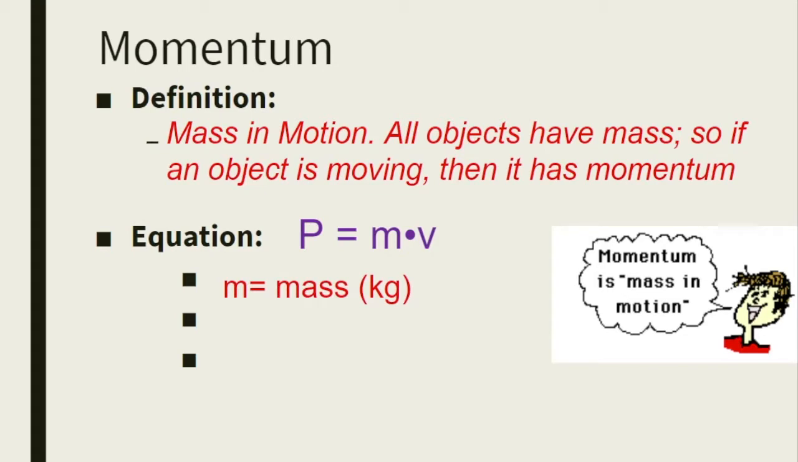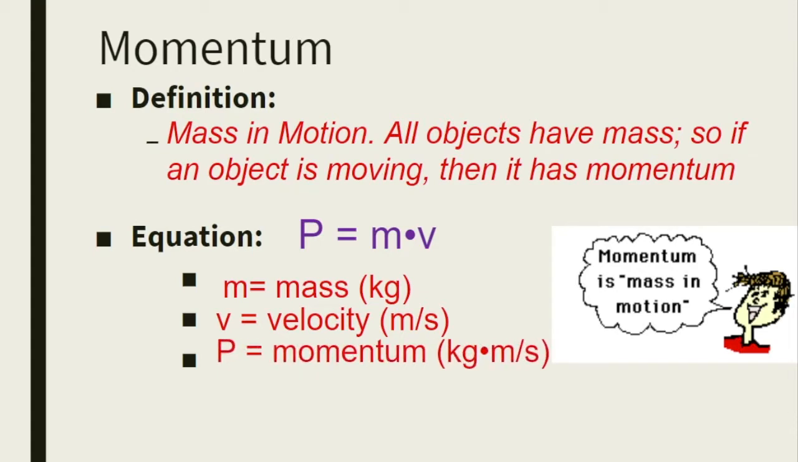So M is going to stand for mass, we know that. V is going to stand for velocity. And these things are still in their regular units. So mass is going to be kilograms and velocity is going to be meters per second. And P, like we just said, is momentum. And the units of momentum, since it's just mass times velocity, is going to be the units of mass times velocity. So kilograms times meters per second.